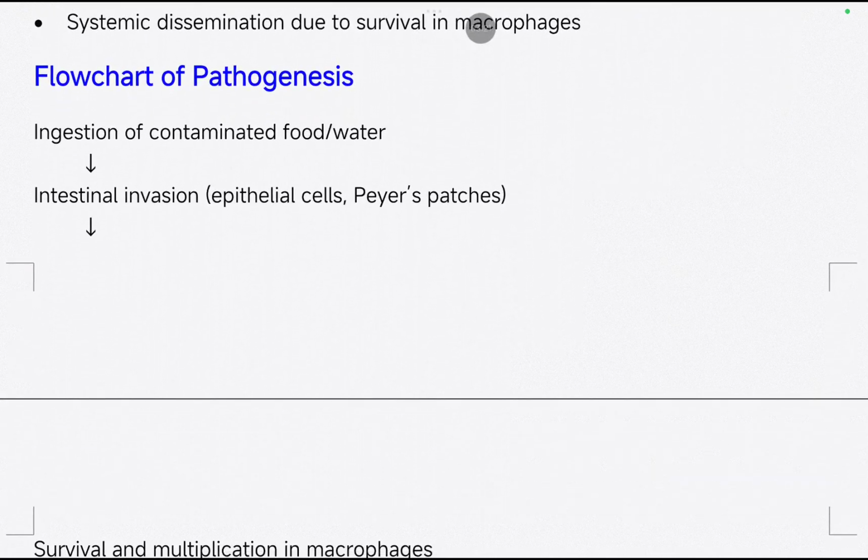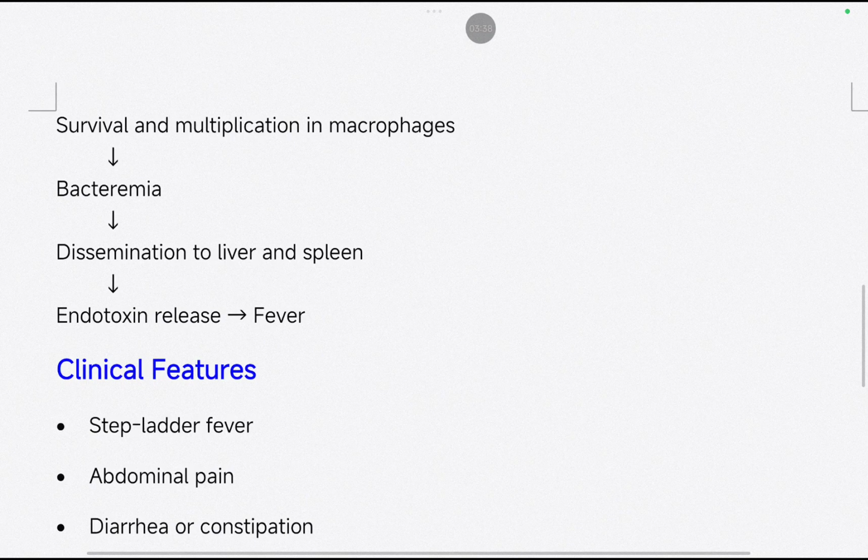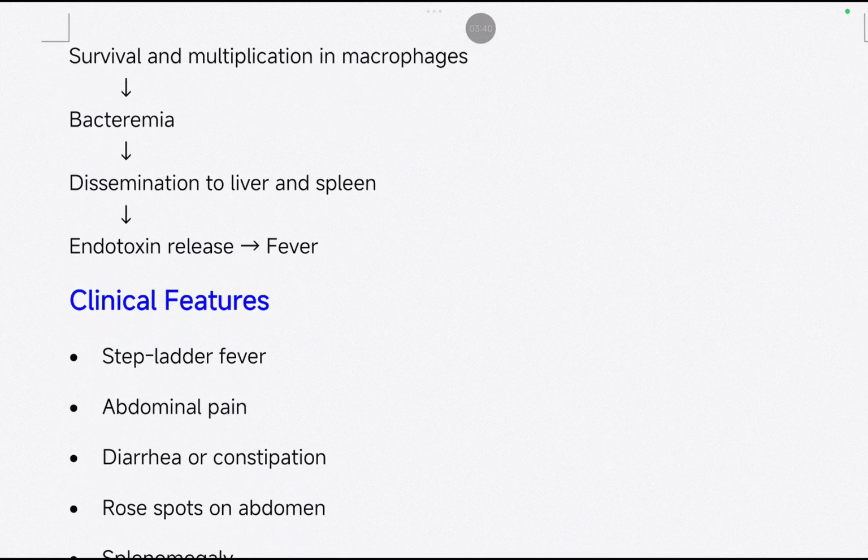Let's see a simple flowchart where you are able to remember this. First, there's ingestion of contaminated food and water. Then Salmonella travels to intestinal epithelial cells and Peyer's patches, where it survives and multiplies in macrophages, leading to bacteremia and dissemination to liver and spleen, where endotoxin is released, which causes fever.